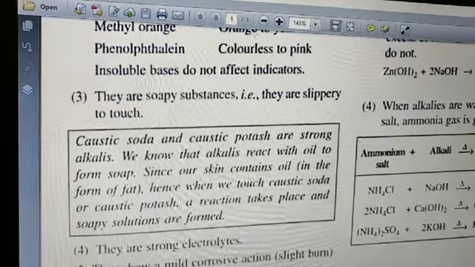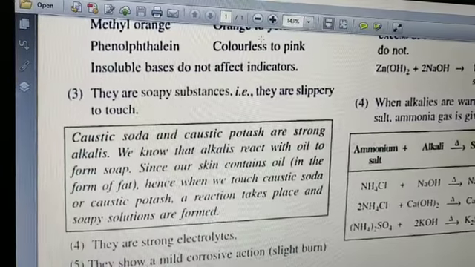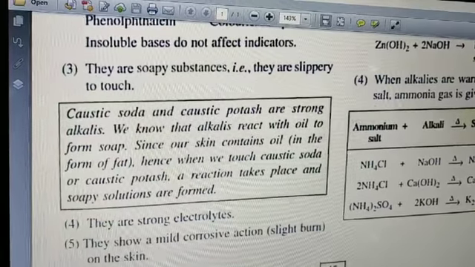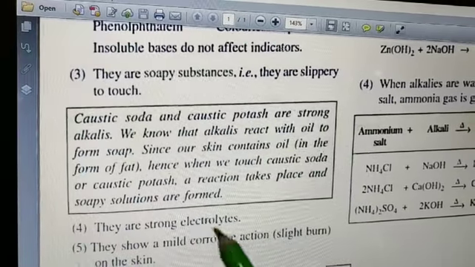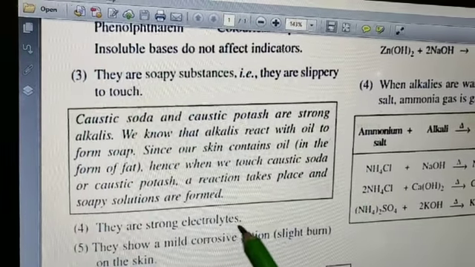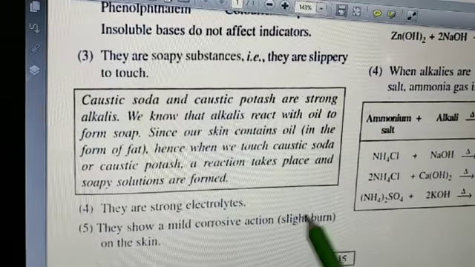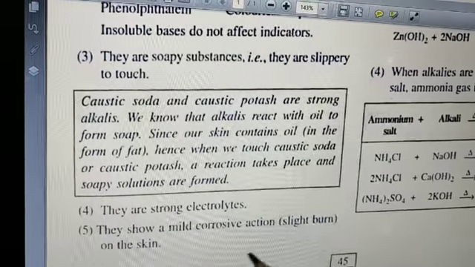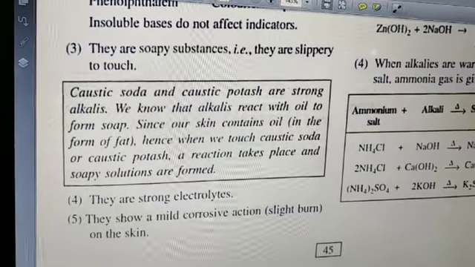The next property we have is that they are soapy substances. That means they are slippery to touch. And next, they are strong electrolytes. That means they are good conductors of electricity, and they show a mild corrosive action, a slight burn on the skin. They are not as harmful as acids.